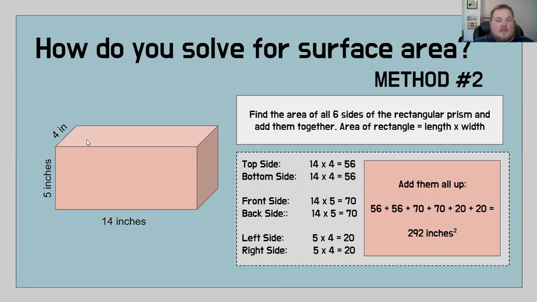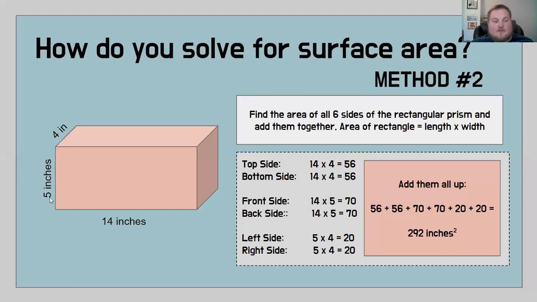So for the top side, the length is 14 inches and the width is 4. So 14 times 4 is 56. The bottom is going to be the same because with rectangles or rectangular prisms, opposite sides are congruent, meaning they are the same. So the width and the length is 14 times 4, which is 56.